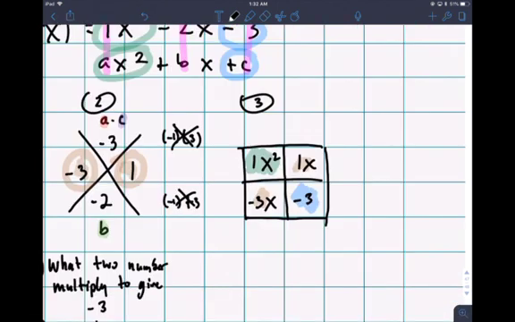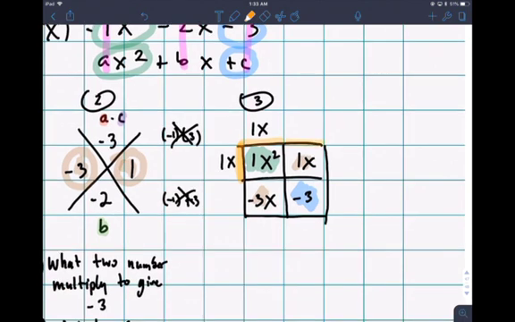What times what gives me 1x squared, and when I say what times what, I'm talking about this part right here. Whatever this is times whatever this is has to give me 1x squared. If you think about it, the only option is 1x times 1x. If you write x times x, that's fine too. So notice that 1 times 1 is 1, x times x is x squared. So far so good. Again, what 1x times what is going to give me 1x? So 1x times 1 gives me 1x.